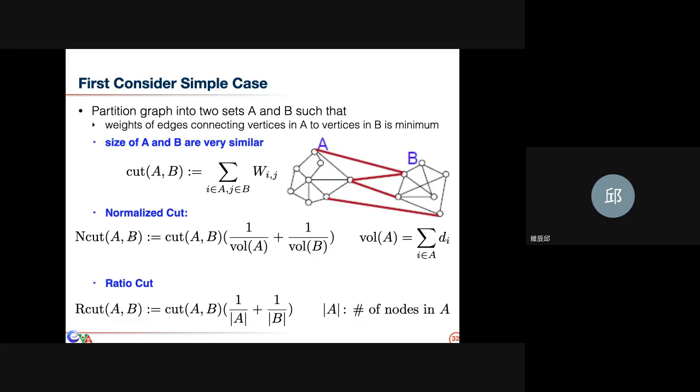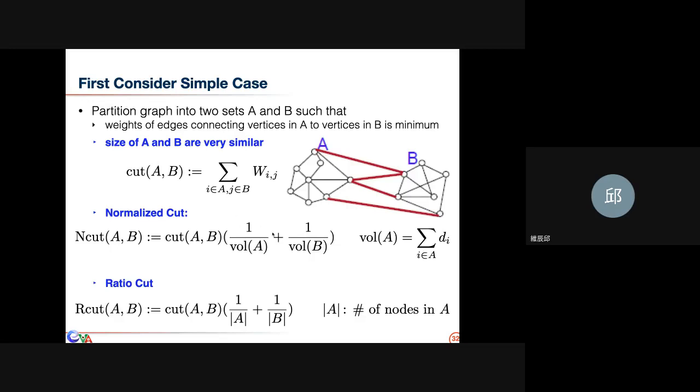Later on we will introduce two important algorithms. One is the so-called normalized cut, and another one is the ratio cut. You can see here that in the normalized cut, in addition to the cut cost between A and B, we will have an additional constraint. The same story holds for the ratio cut. So let's take a look at the additional constraint that the different algorithms have.